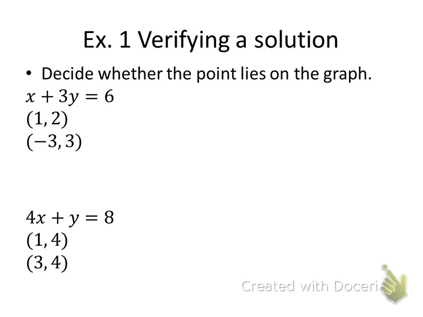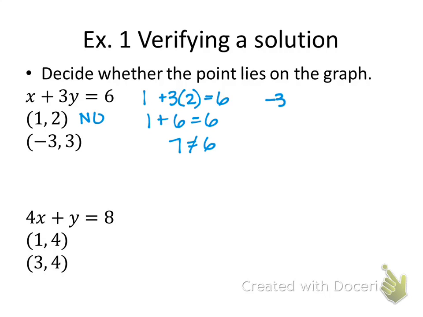So I'm going to plug in 1 for x plus 3 times, I'm going to plug in 2 for y, equals 6. 1 plus 3 times 2 is 6, equals 6. 1 plus 6 is 7. Does 7 equal 6? No. So I know that this point does not lie on the graph. All right, let's try the next one.